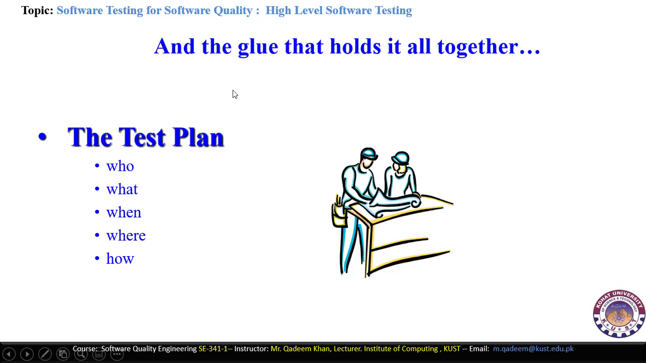Now we also have the test plans here. In the test plans, we investigate who is responsible for testing, what should be tested, when this test will be performed, where it will be performed, and how we can perform this test. For this purpose, proper planning is required, and that is the glue that holds it all together, that is, the testers and the developers. So the test plan is in fact the relationship among the different stakeholders of the system.